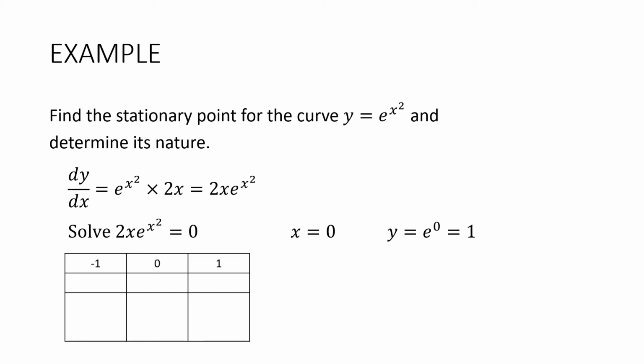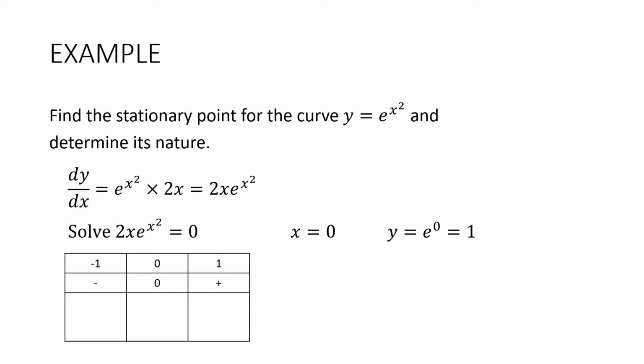Now, draw up a little grid to do your first derivative test. We want to test on either side of this x-coordinate. So I've got that in the middle. I'm going to test -1 and +1. I'm going to put these numbers into the first derivative. So putting -1 in here, I get -2e to the 1. So -2e, which is negative. Putting the 0 in, we already know we're going to get 0. And putting 1 in, I get 2e, which is positive.